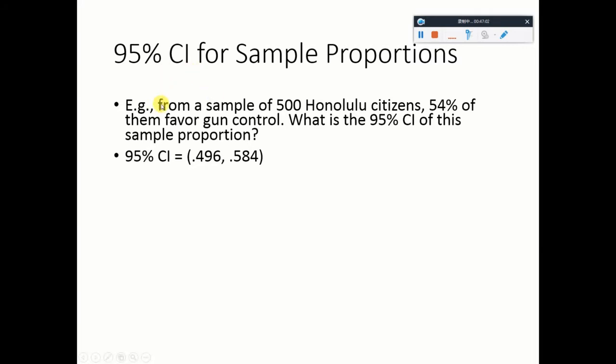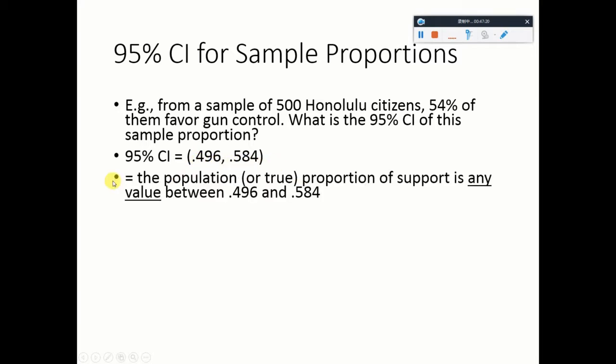Okay, so here is the confidence interval that we just calculated from this question. To be exact, it is from 0.496 to 0.584. That means the population or true proportion of support for gun control will be some value between the lower bound and upper bound, within this interval.